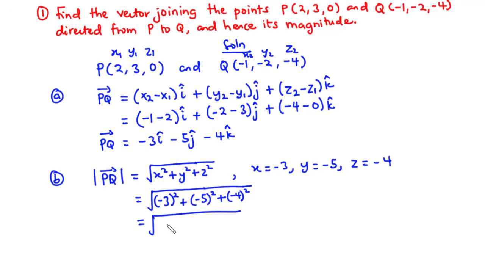So (-3) squared is 9, (-5) squared is 25, and then (-4) squared is 16. 9 plus 16 is 25, plus 25, we have 50. So that is the square root of 50, and the square root of 50 can be simplified as 5 root 2. Therefore, we have the magnitude of vector PQ to be 5 root 2. Now let's move on to the second example.